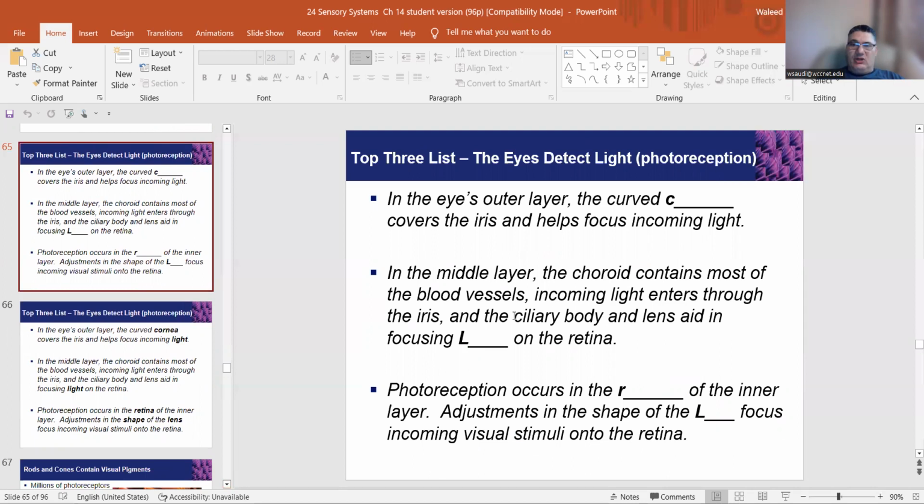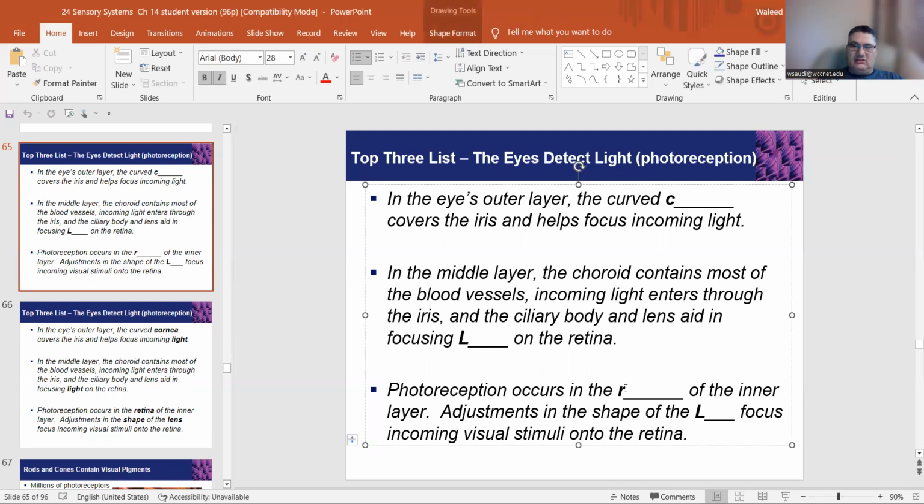And that will enable the light rays to go through the cornea and pass through the pupil, go to the lens, and the lens will focus the light. What's focusing the light? Focusing it, bending it, refraction. So it focuses the light, it bends it, so it goes exactly to the point that's needed. Photoreception occurs in which layer? The outer or the middle or the inner? It's the inner one, called retina.